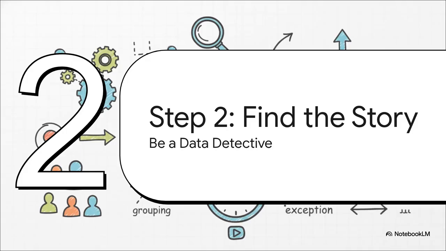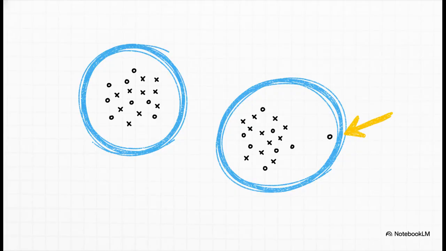All right, analysis done. Now for the fun part. Step 2 is where you become a data detective. You're not just a reporter listing numbers. You're looking for the narrative, the story that's hidden inside all that data. The biggest mistake people make is just listing off the data from left to right. A Band 9 essay never does this. Instead, it groups the data.